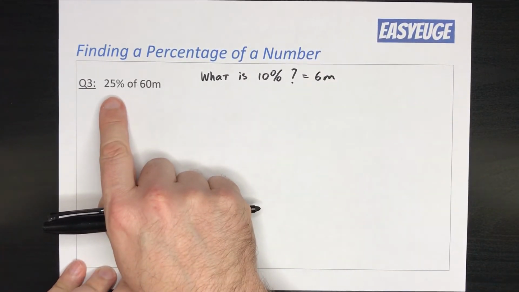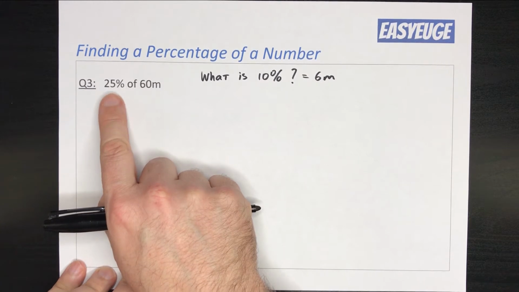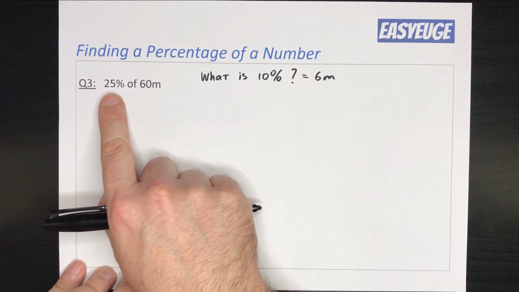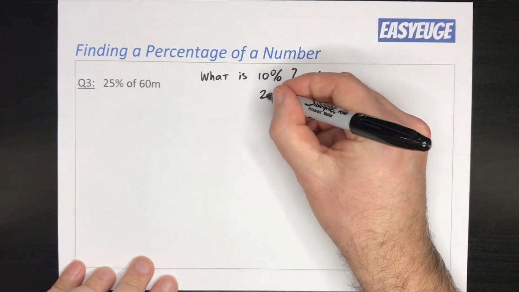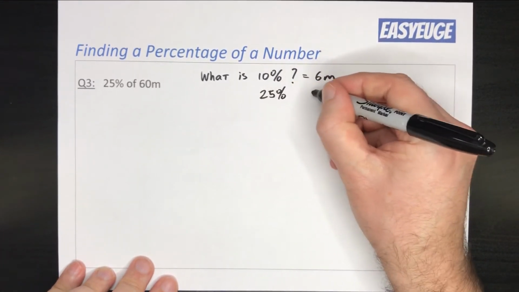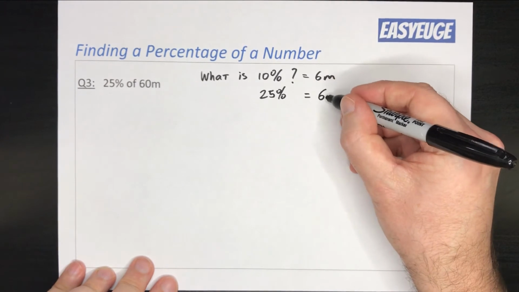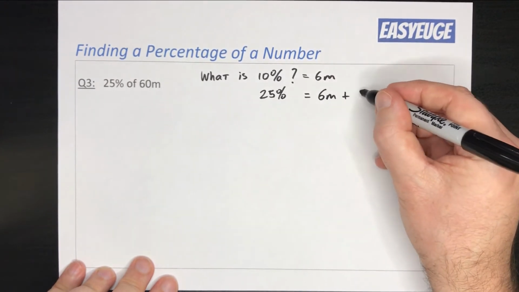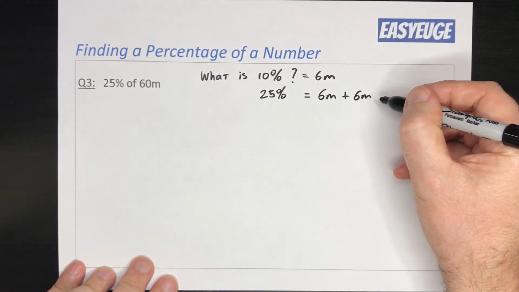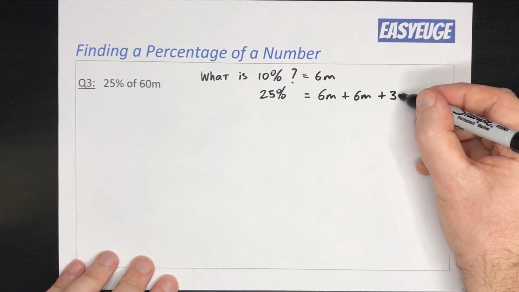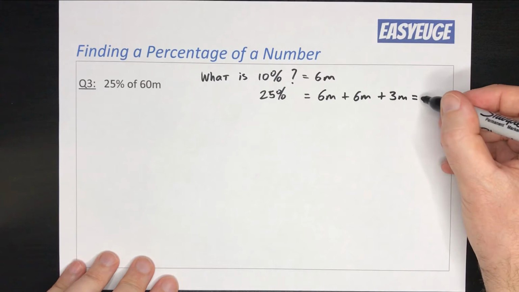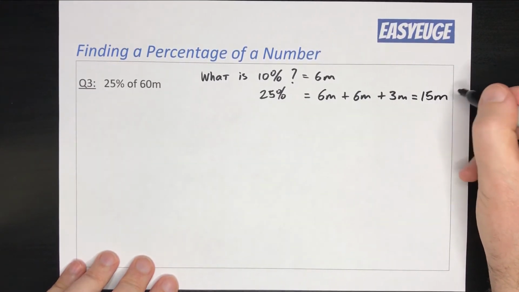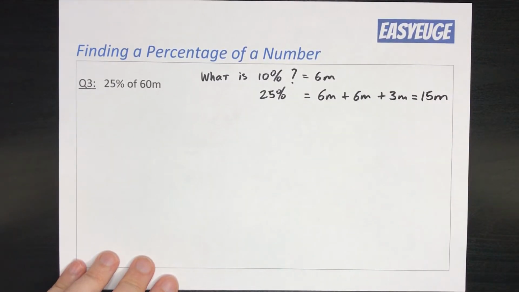And we have 25%. So that is 2 tens and a 5. That is 2.5 times 10. So then 25% would be 6 meters, that's 10%, plus another 6 meters, that's 10%, plus another 3 meters, that's 5%. 6 plus 6 is 12, plus 3 is 15 meters. So we think that's correct. Let me show you another way.